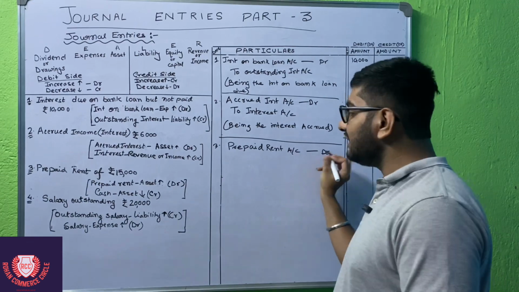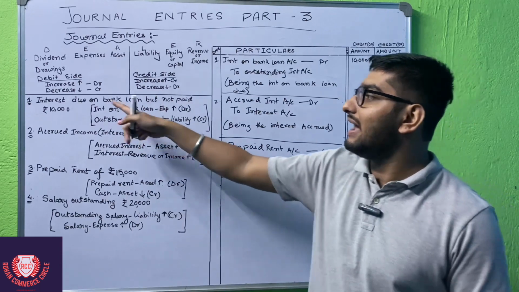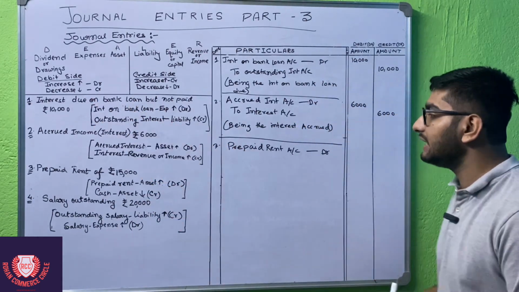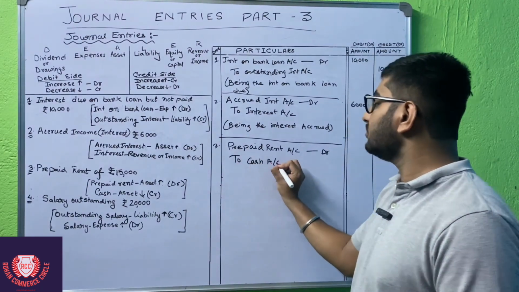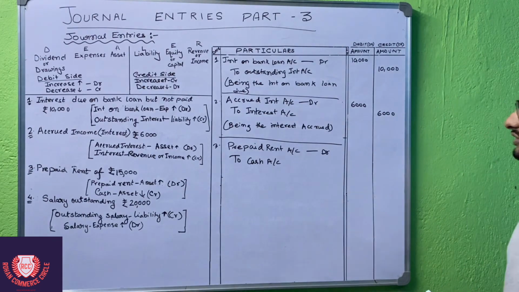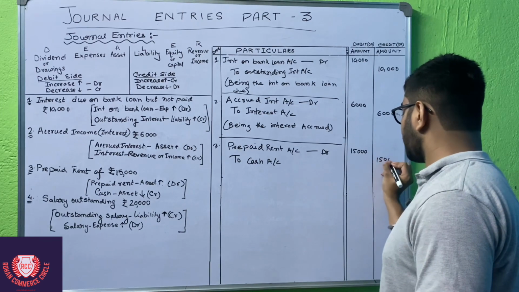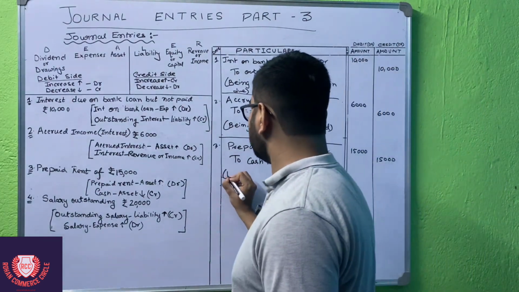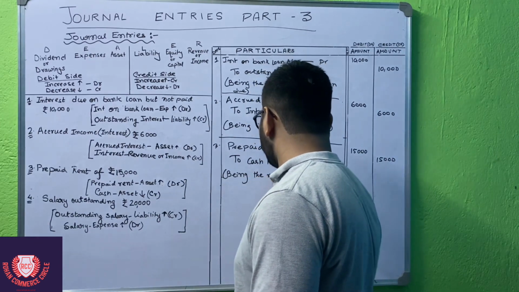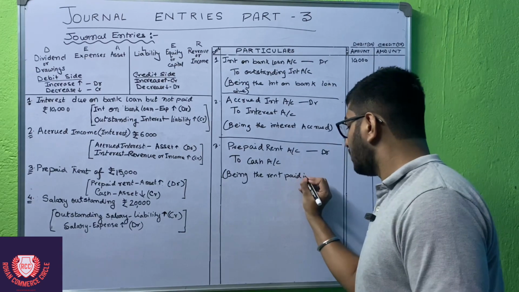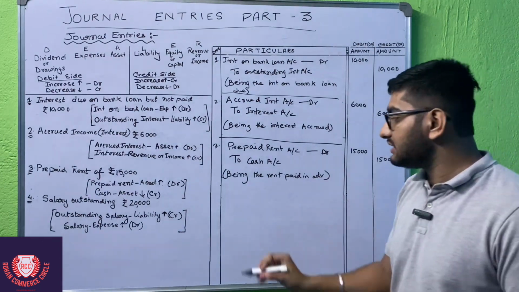and what is going out in this case, students? Cash is also an asset, so cash is decreasing. As the cash is decreasing, we have to credit it. So to cash account, rupees 15,000. What will be the narration? The narration will be: being the rent paid in advance.